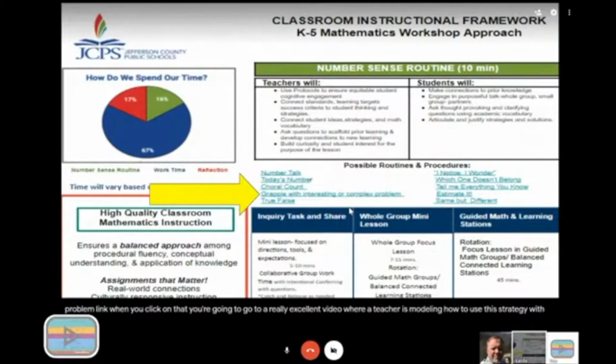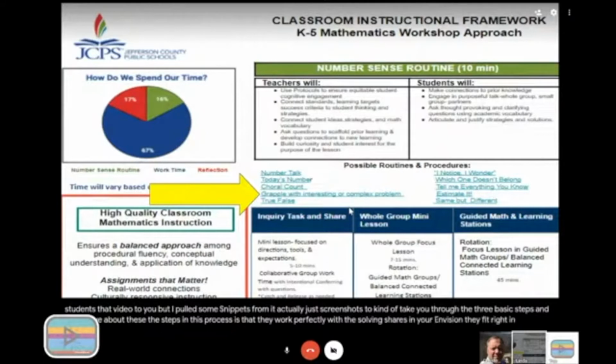And I'm not going to show that video to you, but I pulled some snippets from it, actually just screenshots, to kind of take you through the 3 basic steps. And what I love about these steps in this process is that they work perfectly with the solve and shares in your Envision. They fit right into the 3 steps of the solve and share. So let's look at what those steps are.